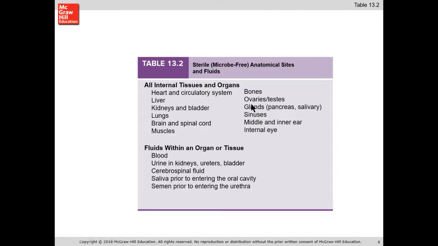And then glands, this is the other epithelial. This is the only epithelial that's in here, except for the blood vessels, right? That's that lining of blood vessels is epithelial as well. So those are places where we should not find microbes at all. And make sure, sorry, with this one, the saliva prior to entering the oral cavity. So your salivary glands, the insides of those are going to be sterile, but then once it enters the oral cavity, of course, it's not.